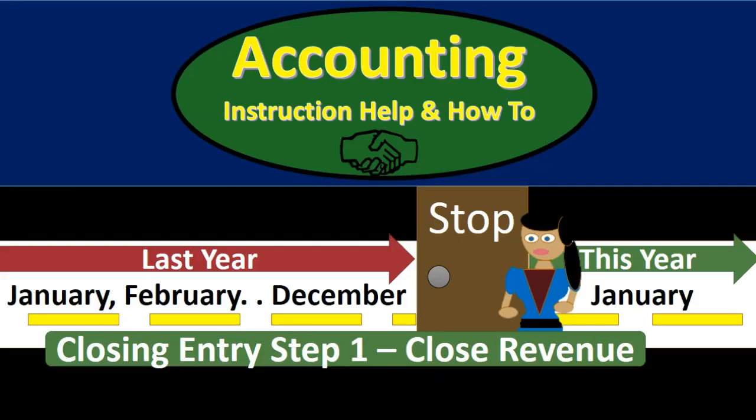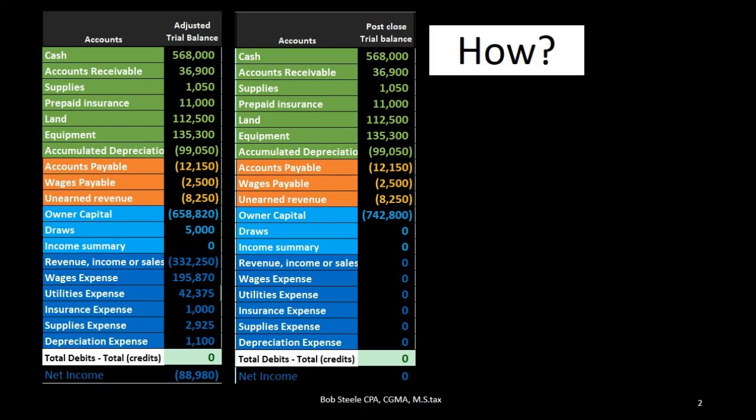Hello, in this lecture we're going to talk about the closing process, step 1 of the 4-step process. Last time we talked about the objectives of the closing process, which in essence was to close out the temporary accounts, all the accounts from the draws and the revenue and expenses on down to 0, putting that balance into the capital account. We talked about how we were going to do that.